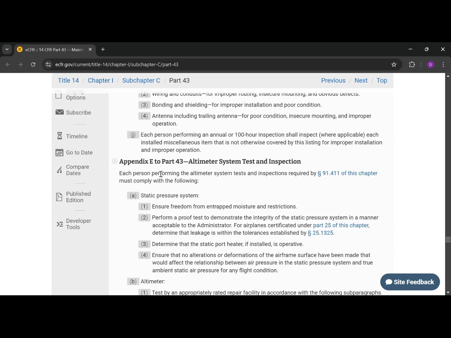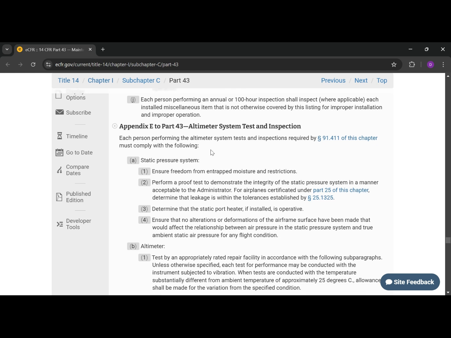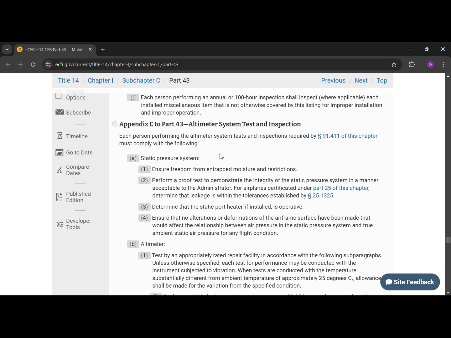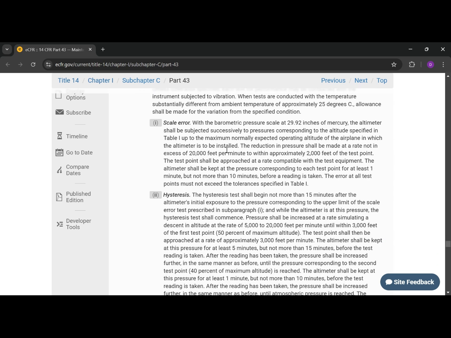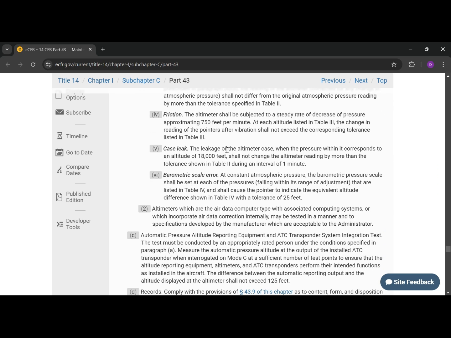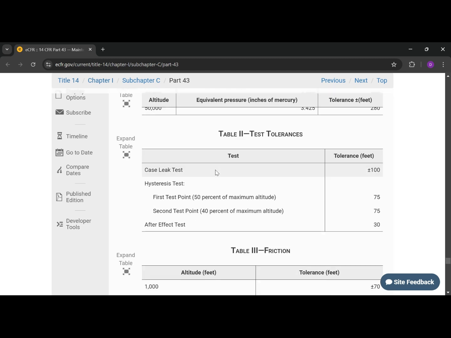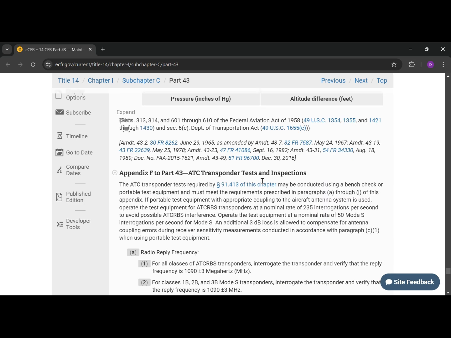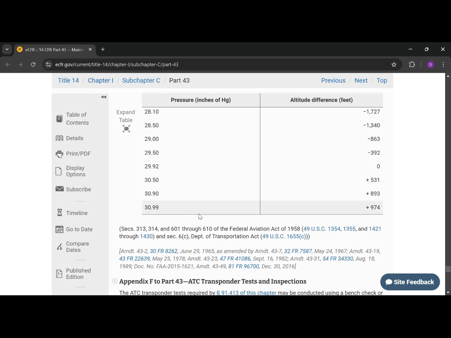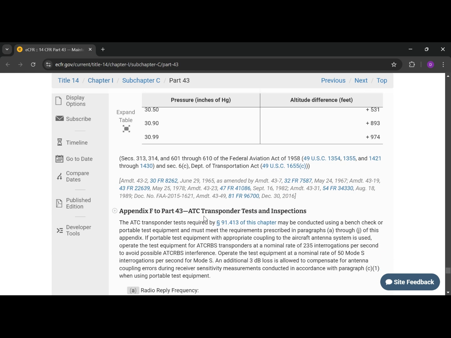So next we have Appendix E to Part 43, Altimeter System Tests and Inspection. Each person performing the altimeter system tests and inspections required by 91.411 of this chapter must comply with the following. So now they're talking about the altimeter system test and inspection and what goes into that. I'll skip over this as well. Let's see. Got some tables for the altimeter. More tables. So that's everything that goes into the altimeter inspections.